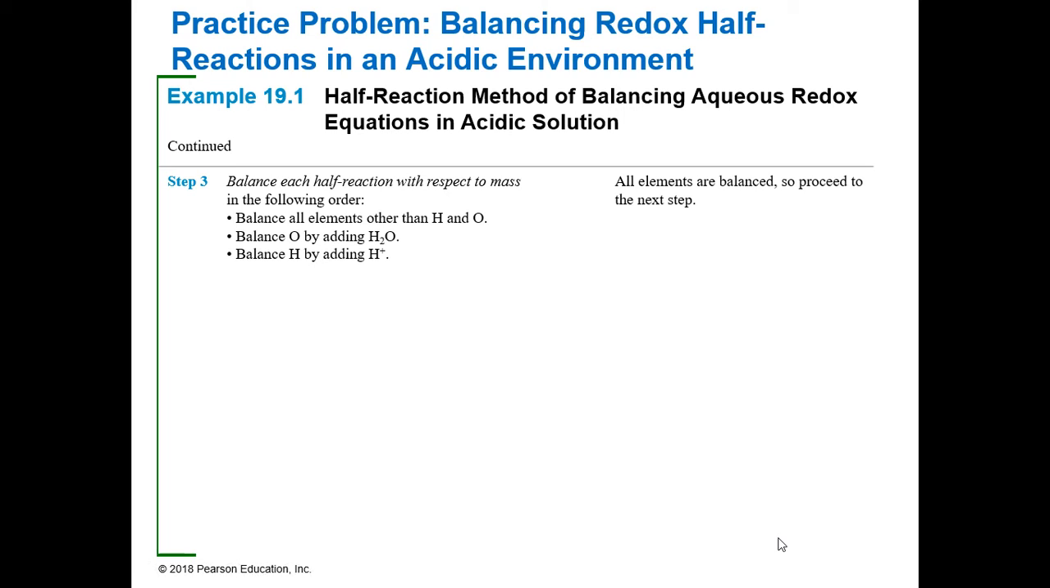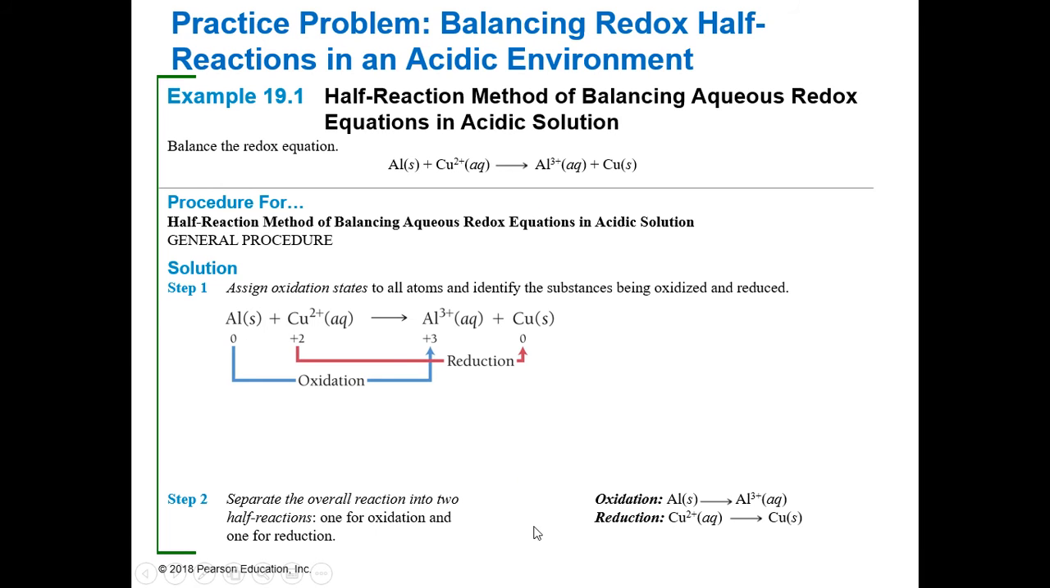Then you need to balance with respect to mass. So we're going to balance all elements other than hydrogen and oxygen. They were actually all balanced if we went back. Let's see, we got 1 aluminum on the left, 1 aluminum on the right. 1 copper on the left, 1 copper on the right. So we are good.